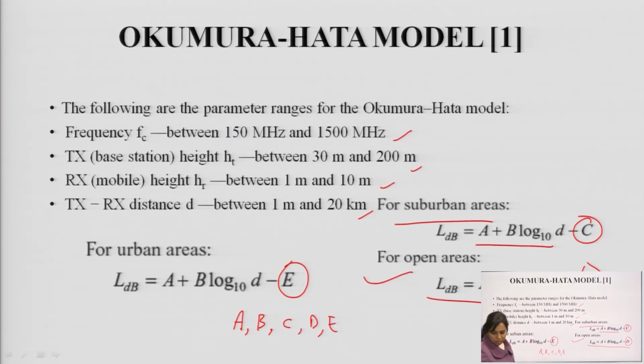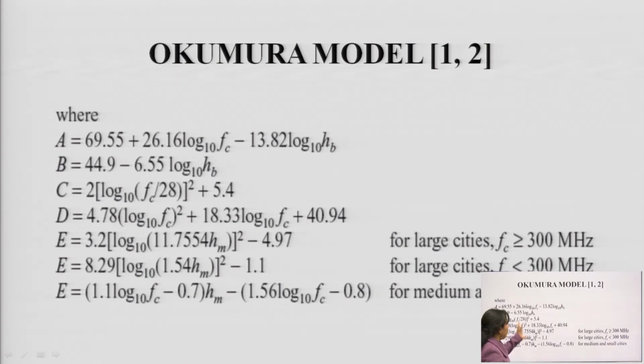So, this is written in the next slide. If you want to solve that formula, those three formulas are very simple, but you have to calculate the A, B, C, D, E parameters, where E is different in terms of population. So, for large cities it is Fc greater than or equal to 300 megahertz, for large cities it is less than 300 megahertz, and for medium and small cities the values will be this one.